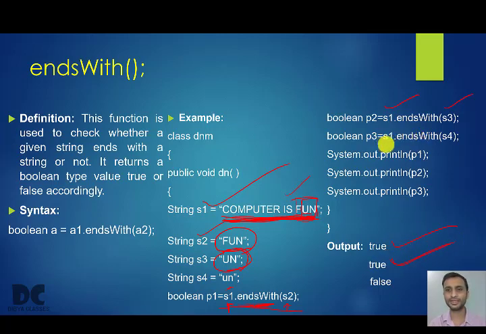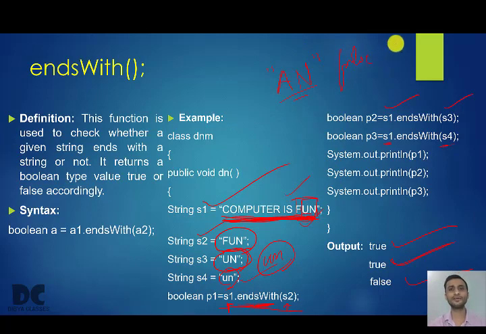Next, we are checking if string S1, that is "computer is fun", ends with S4, that is "un". But here "un" is in small letters. Remember, Java is always case sensitive. Yes, "UN" is present at the end, but "UN" is in capital letters in the string, and here you are checking small u and n. So the answer is false. For example, if I want to check if at the end of the string "an" is present, no, "un" is present, not "an". So again, you will get the answer as false.